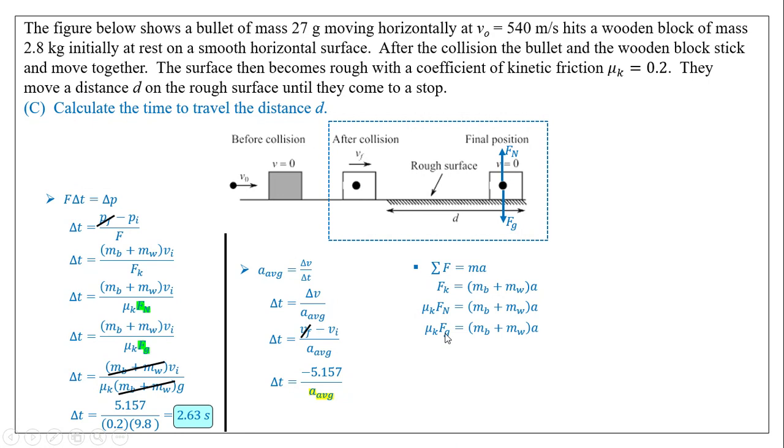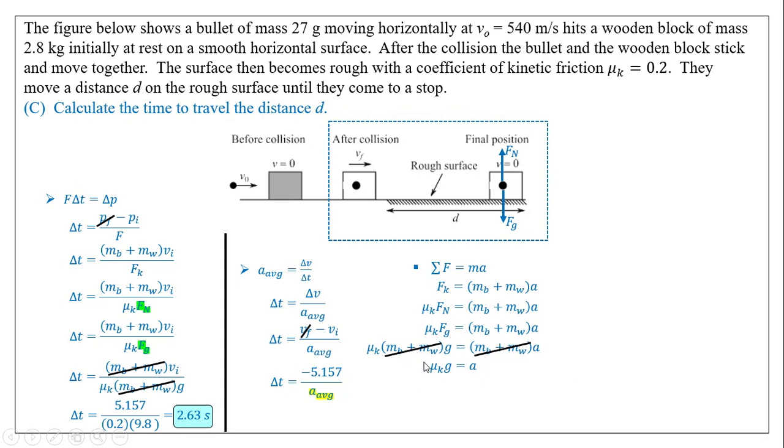Fn is equal to Fg once again, and then break it up. As you can see, Fg is just mass times gravity, the mass of the system, and that mass of the system is going to cancel with the mass of the system on the right. So the acceleration for this particular problem is just mu k times g, which hopefully you know from the previous video.